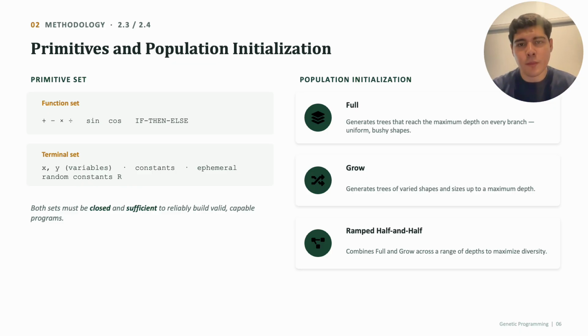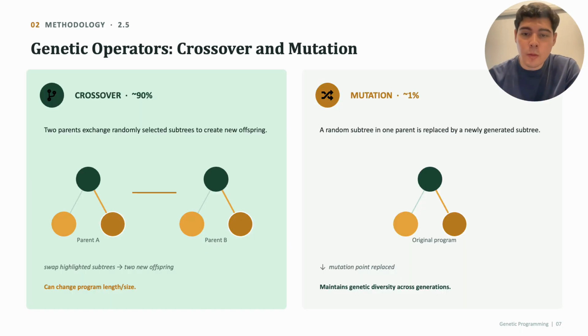Then it mixes both approaches across a range of depths, which gives the initial population much more structural diversity to work with. And now, moving to the next slide, we have the genetic operators, which are crossover and mutation. These are the two operators that actually drive evolution.